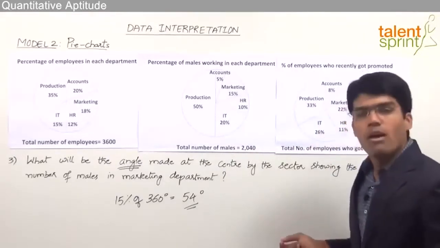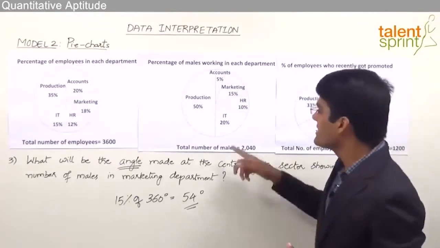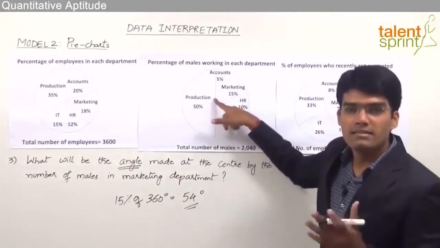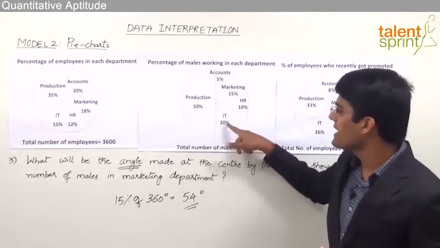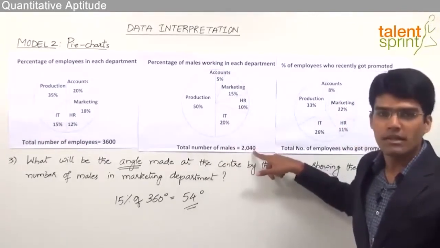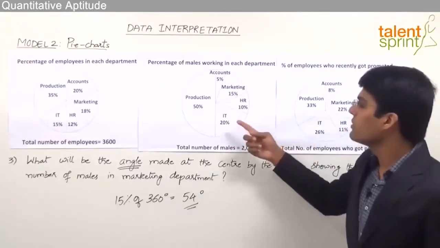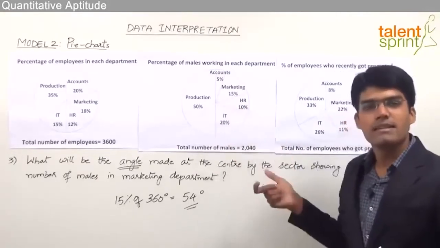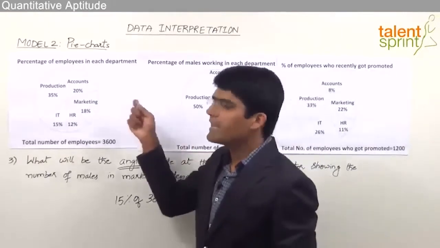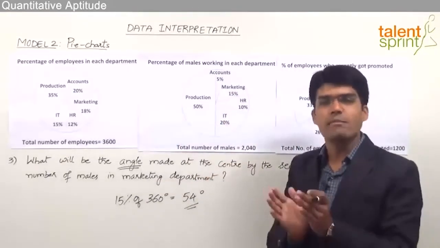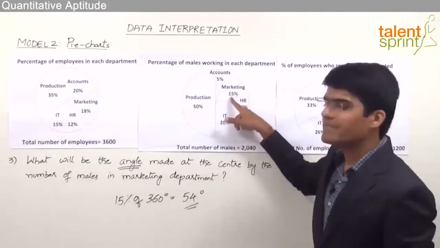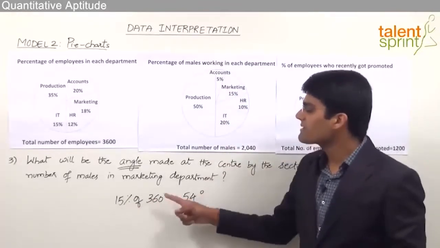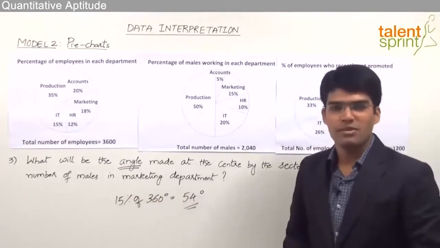Similarly, if the question says what is the angle made by the IT region, we can say it is 20% of 360 degrees. See, generally when it is given in terms of percentages, we take 20% of total males, 2040. But when the angle is required, we know that the total angle is 360 degrees. So we can directly take it as 20% of 360, that is equal to 72 degrees. So that's how for any of these pie charts, we can find out the angle made at the center by simply taking the percentage with respect to 360 degrees. So the answer for this question is 15% of 360, that is 54 degrees.